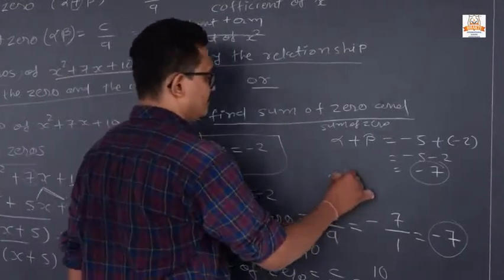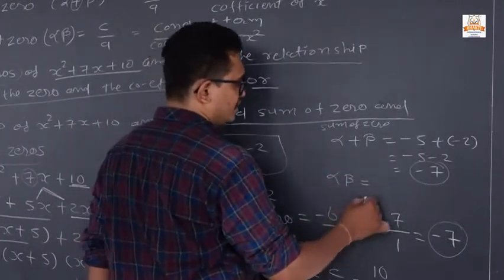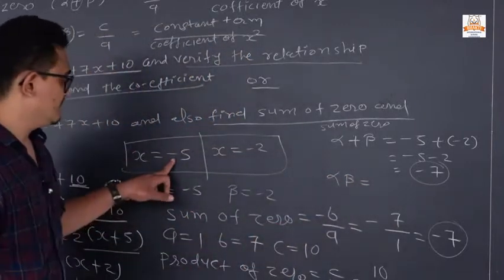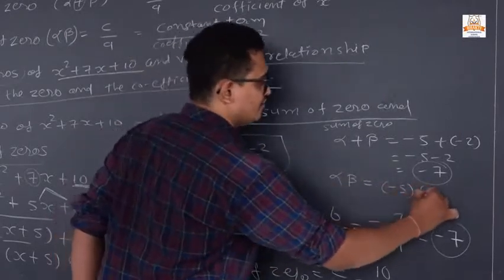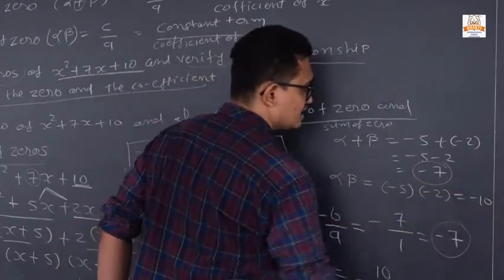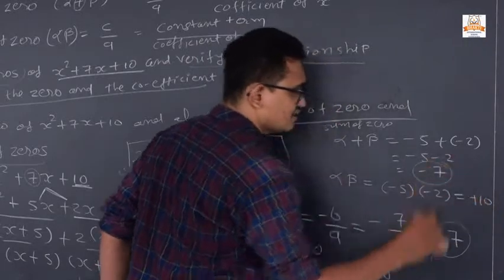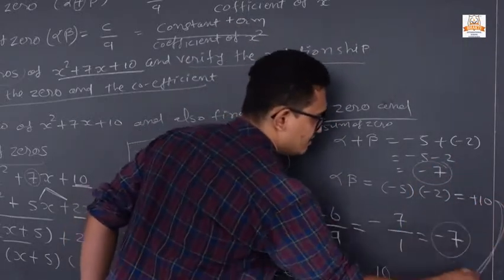Now second, alpha into beta. What is the value of alpha? Minus 5. Then what is the value of beta? Minus 2. So the answer is minus 10. Minus minus, it will be plus. So see that this and this answer will be the same.